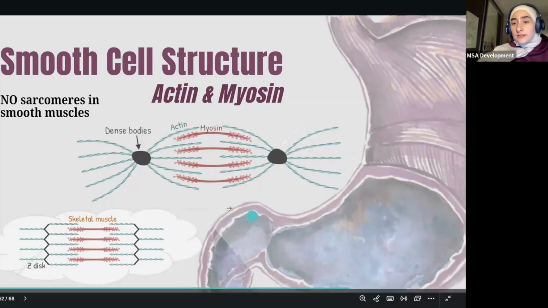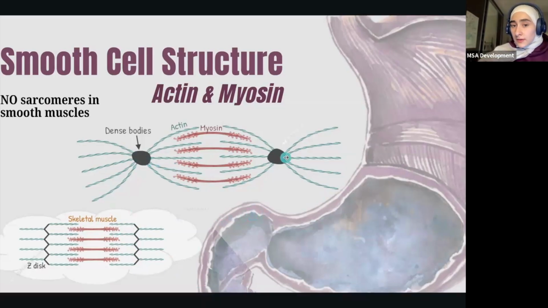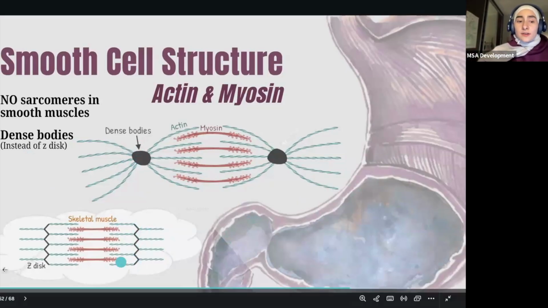Firstly, we don't have a Z disc. We have our dense bodies that essentially do the job of a Z disc, but it's not a Z disc. It's just one dot, and that's where all the actin is going to converge. We also don't have sarcomeres, because a sarcomere was an organized unit. We'll see in a bit how our actin and myosin are not organized in our smooth muscle. We also have, like I said, dense bodies, which are analogous to your Z discs in cardiac and skeletal muscles.